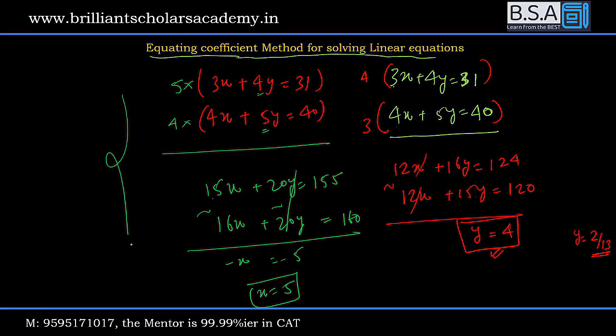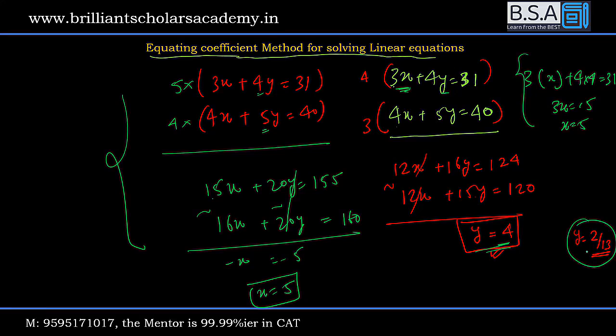If you don't want to do this, take this value and put it back in any equation. If I put it here, 3 into x plus 4 into 4 is equal to 31. 3x is equal to 15. x is equal to 5. Replacing is good when the numbers are integers, natural numbers, or simpler decimals. But if the number is like 12 by 13, then you must resolve. You must cancel y and find x. This is the simplest method. By equating coefficients, we cancel the value.